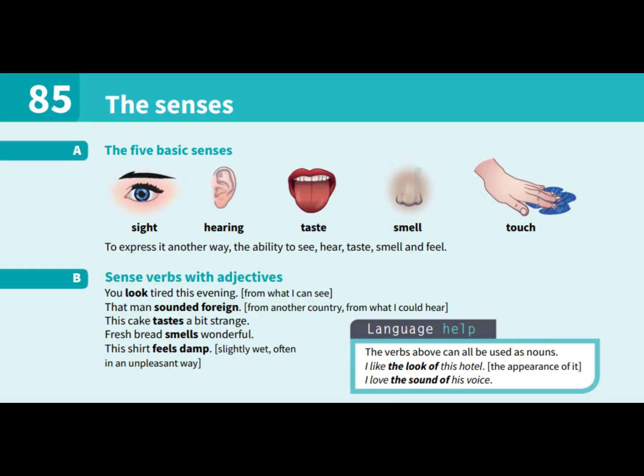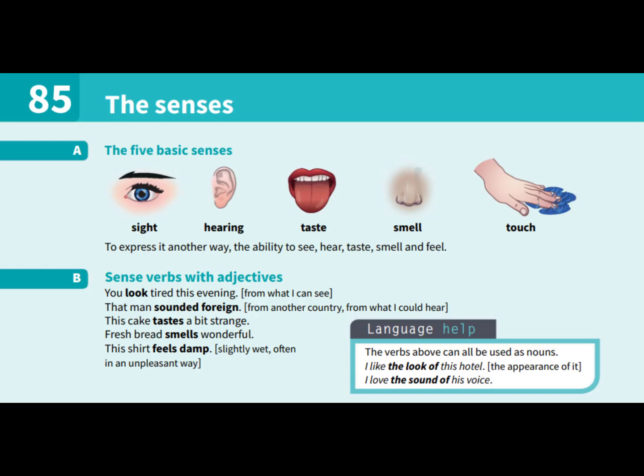B. Sense verbs with adjectives. Sense verbs can be followed by adjectives to describe the impression that someone or something gives us. We use look followed by an adjective to describe something according to what we can see. For example, you look tired this evening. This means that, from the person's appearance, they seem tired.